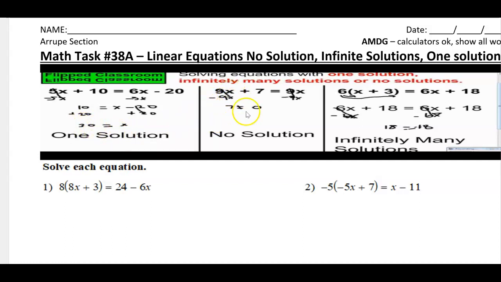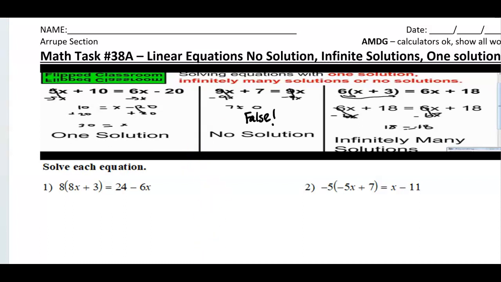When we get to no solution, this is when our variables will actually cancel out. So for instance, here we got 9x and 9x, they cancel out, and then we got 7 equals 0. See how this is a false statement? This is false. When you get to a false statement, you get to no solution.